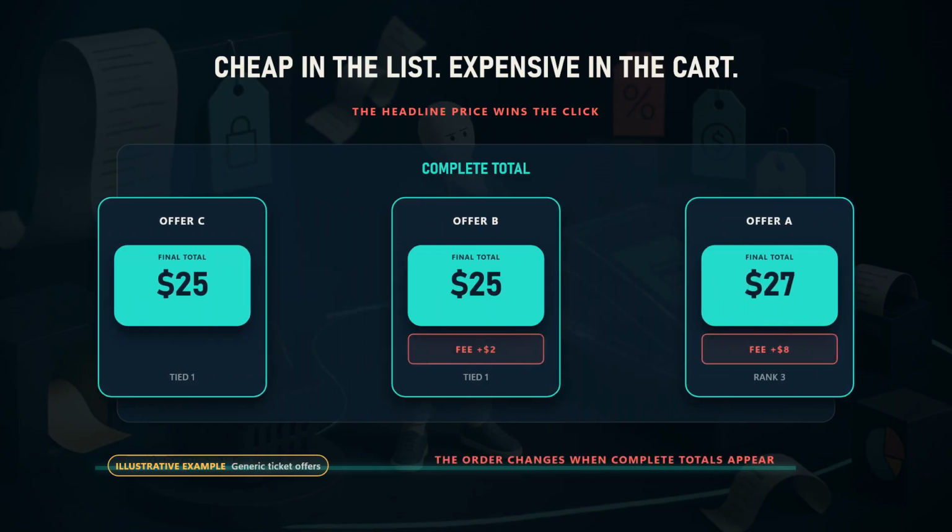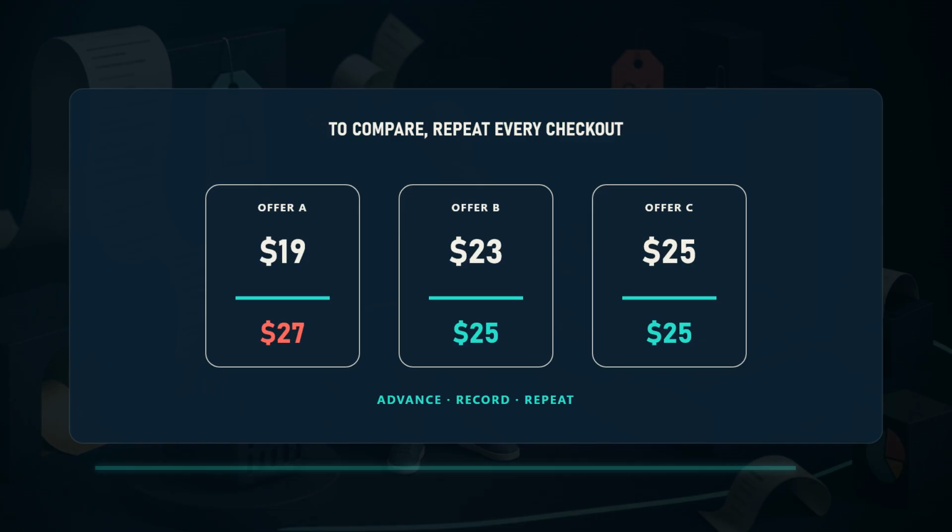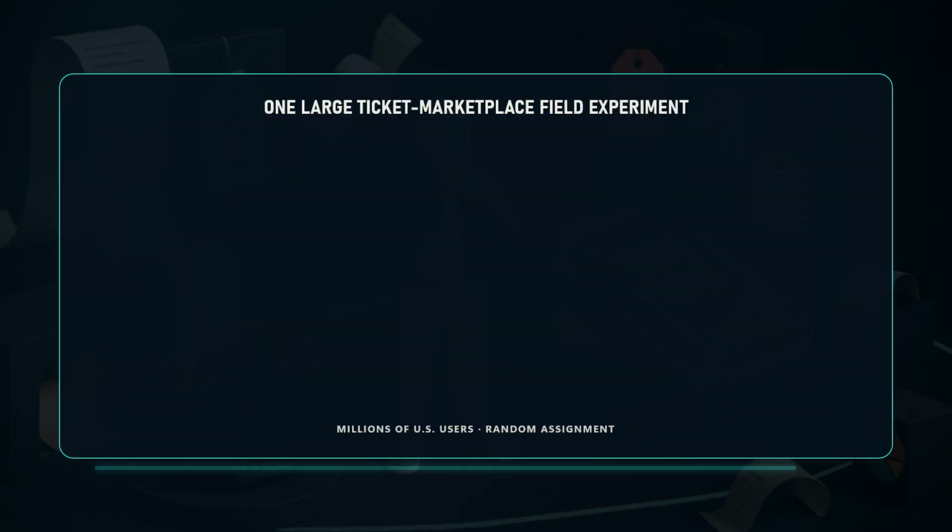A seller with the lowest looking headline can win attention, while a more transparent competitor looks expensive. To discover the better deal, you would need to advance through each checkout, record every total, and then return to the best one. This is technically possible. So is preparing your taxes with a crayon.